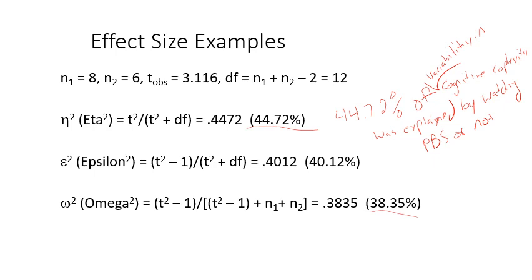All right, very simple stuff. When it comes to effect size, it might seem like there's more there, but it's just very simple. It's just explaining how much of an effect there is, how much of the variability in the dependent variable is explained by the independent variable. That's all I have for this lecture.